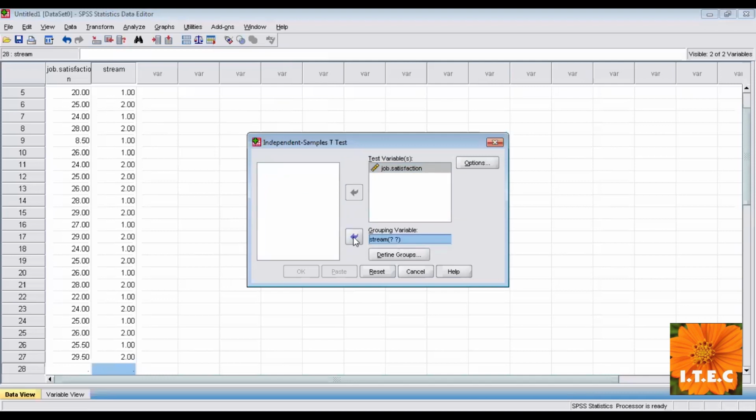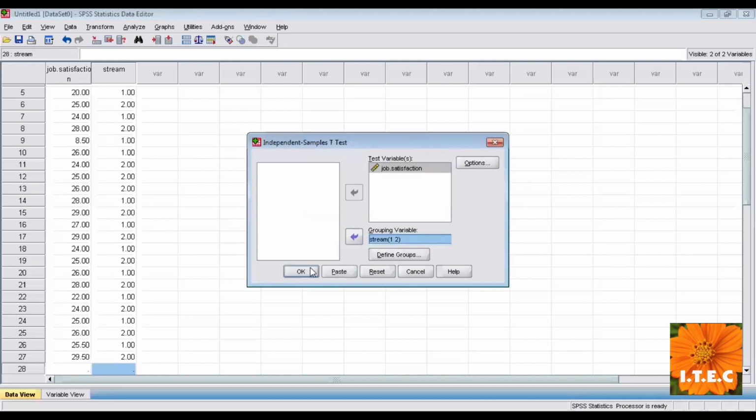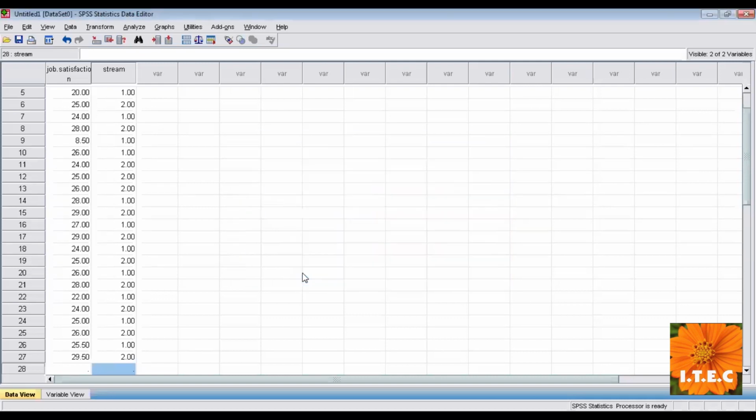Under grouping variable, you should always enter the discontinuous variable, not the continuous variable. So I have the two streams. It is 1 and 2. These are the codes I have written. Then I say okay, and now I say okay.